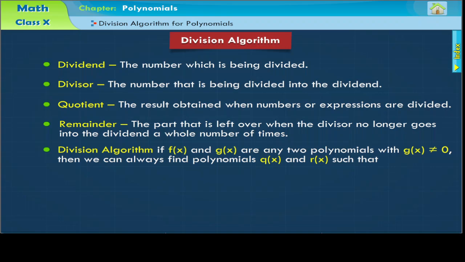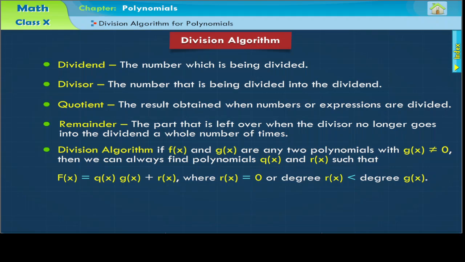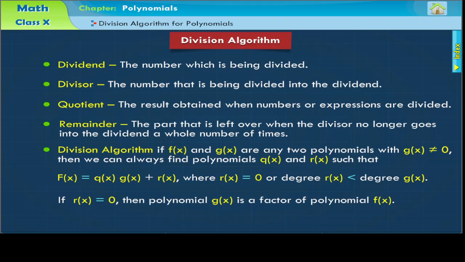Division algorithm: if f of x and g of x are any two polynomials with g of x not equal to 0, then we can always find polynomials q of x and r of x such that f of x is equal to q of x, g of x plus r of x, where r of x is equal to 0 or degree r of x is less than degree g of x. If r of x is equal to 0, then polynomial g of x is a factor of polynomial f of x.